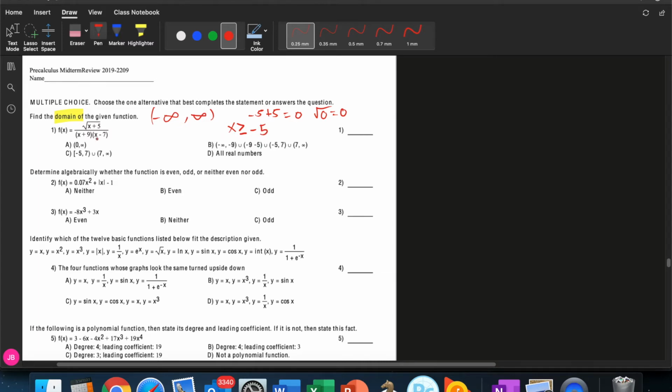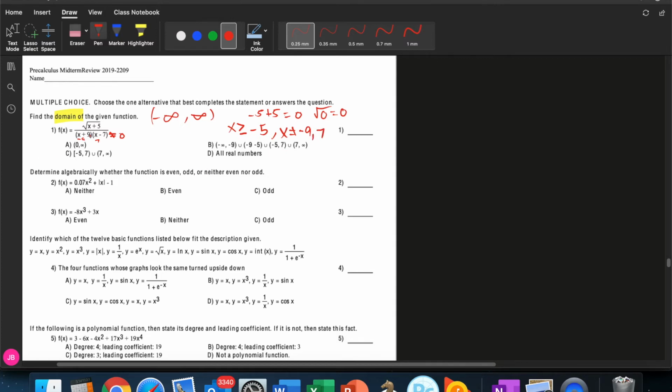The other requirement when it comes to this function is that since we are dividing, and one of the things that we can never do is divide by 0, we have to make sure that this denominator does not equal 0. The two numbers that would make this 0 would be negative 9 and a positive 7. So x cannot be negative 9 or positive 7.